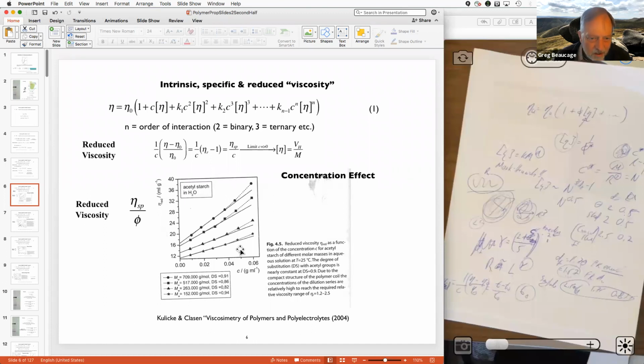These are different molecular weights. So the slope changes because the density changes with the size of the chain. Right, the intrinsic viscosity is going to be molecular weight to the a power. So as you change the molecular weight, the slope changes. So that's the idea of this.